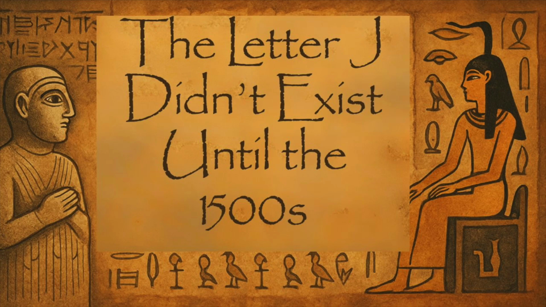And so you can see why the earliest form of the alphabet, which came through Phoenician, also did not have that feature. The letter J didn't exist until the 1500s. J is a relatively new invention. For most of history, I and J were the same letter. Shakespeare would have spelled Juliet with an I.